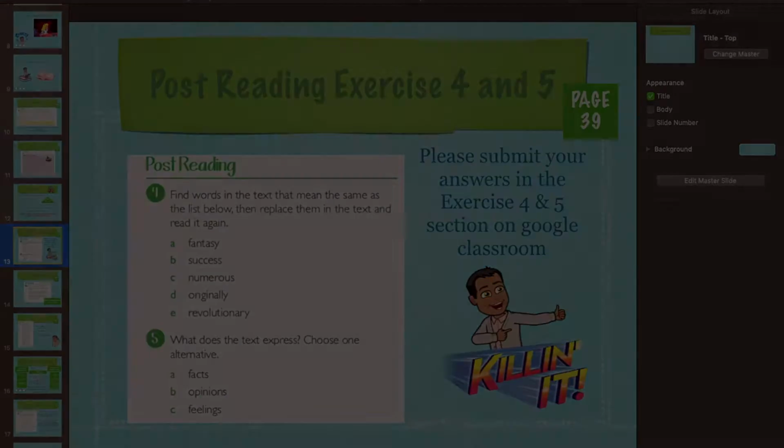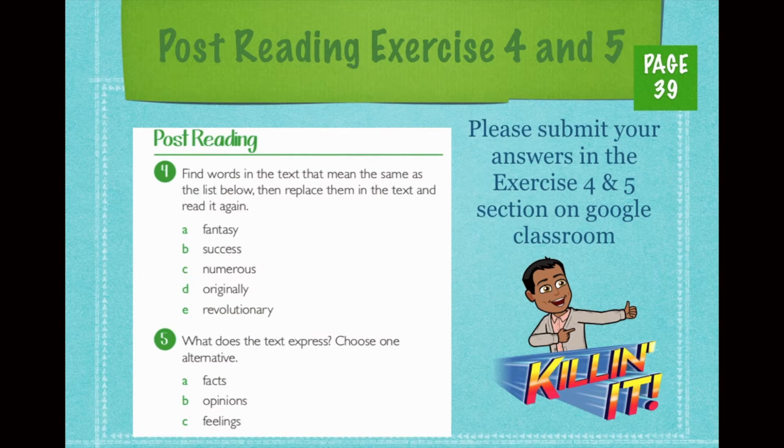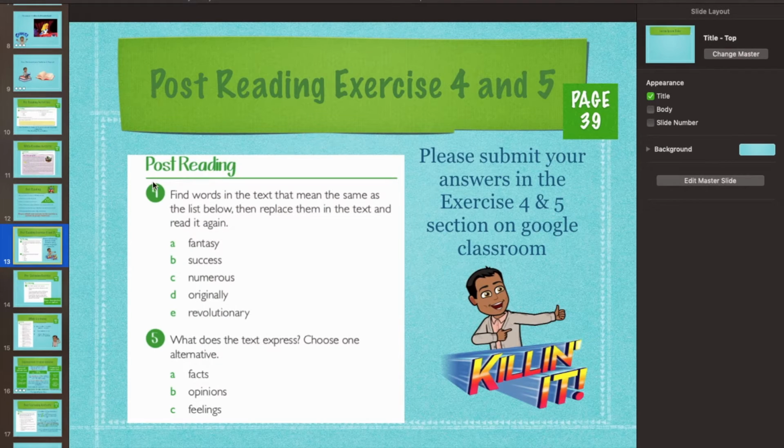Then let's move to post-reading exercise 4 and 5. Remember that it's on page 39 as well. And you have exercise 4 and 5. For exercise 4, you have 5 words here: fantasy, success, numerous, regionally, and revolutionary. So for these words that we have here, I need you to find words that mean the same as the list below, okay?